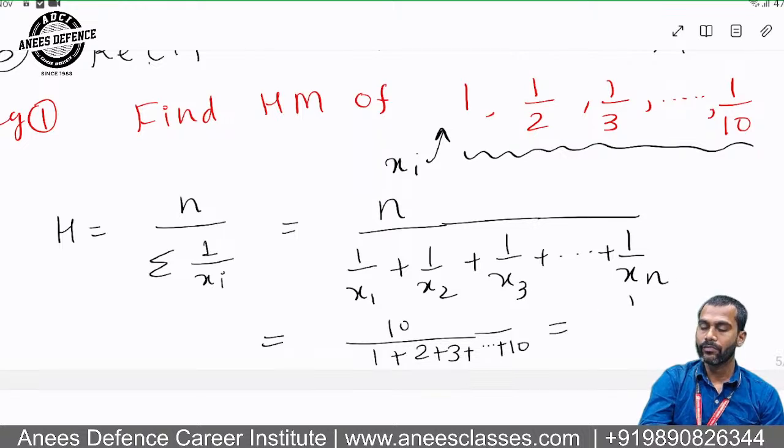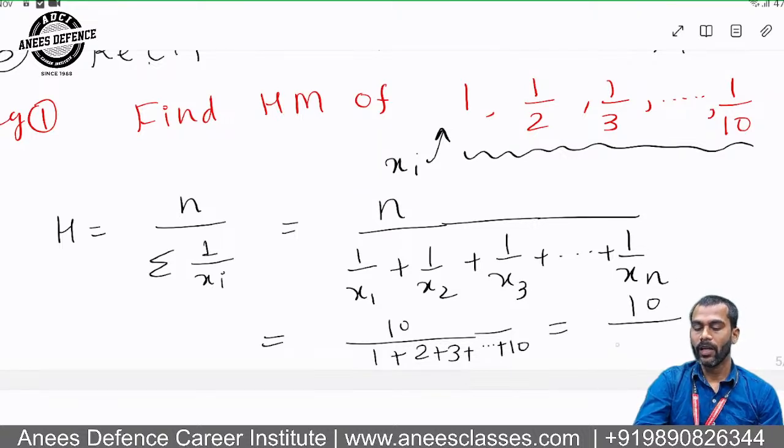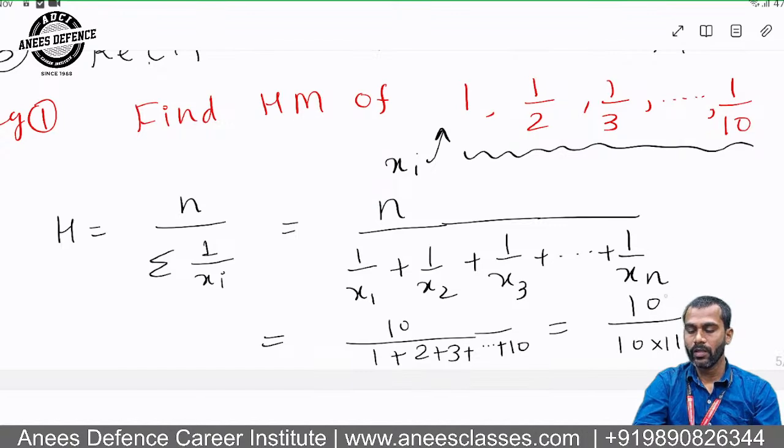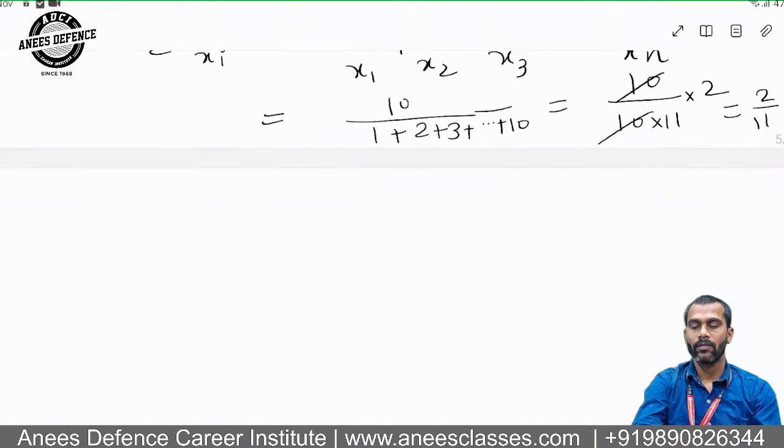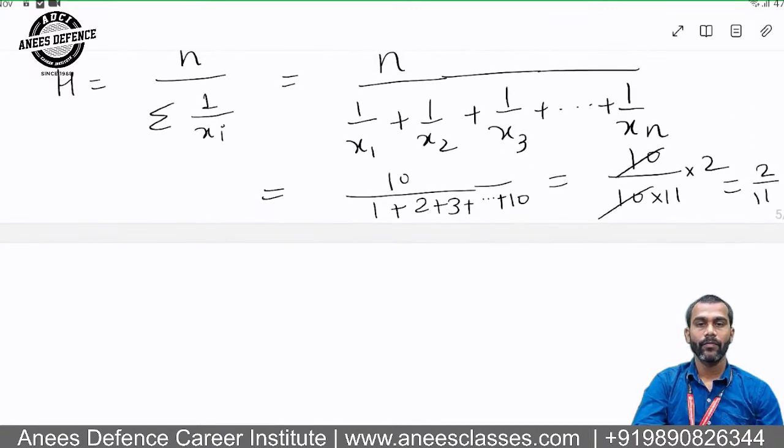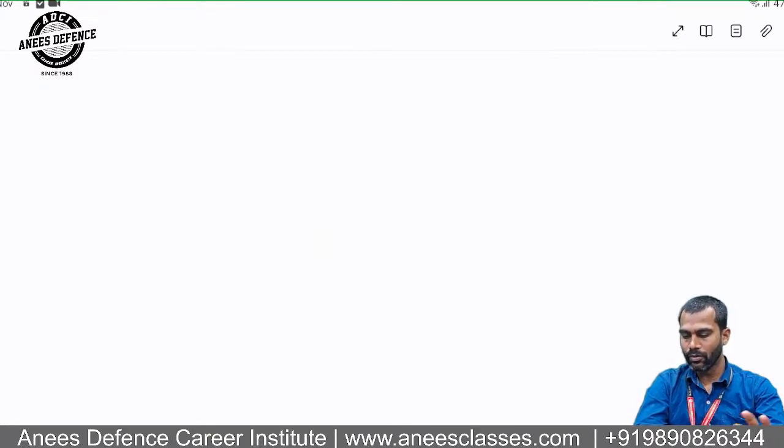And we already know the formula, n into n plus 1 upon 2, that is 10 into 11 by 2, and then 2 will go up. So this 10 and 10 will get cancelled. So the answer is 2 by 11. Yes or no? Understood? Yes, online students, have you understood or not?